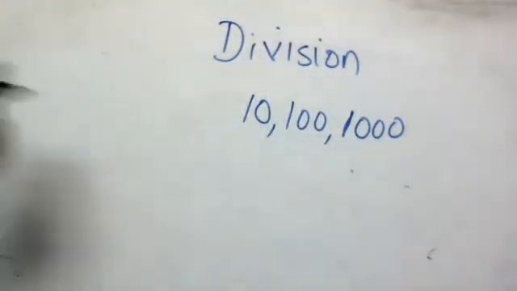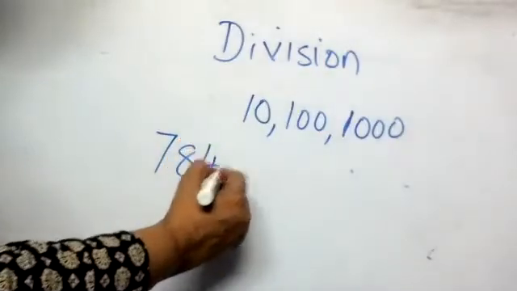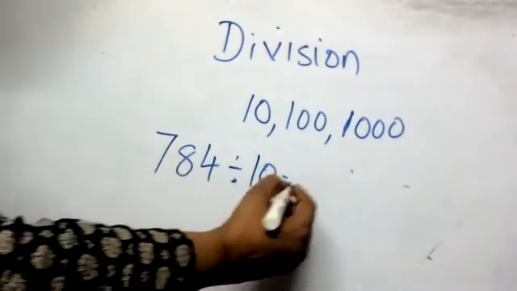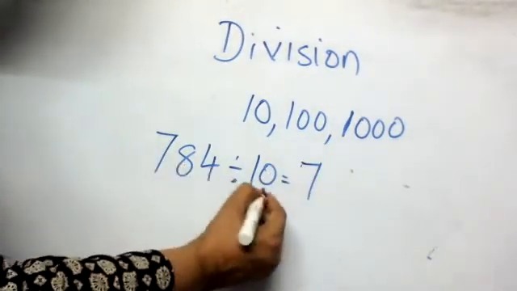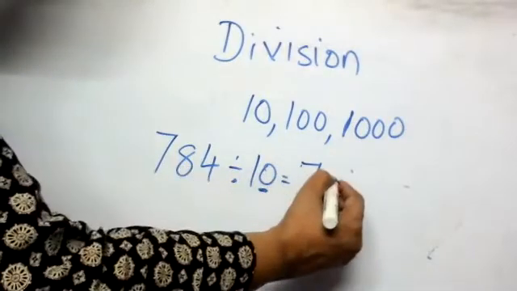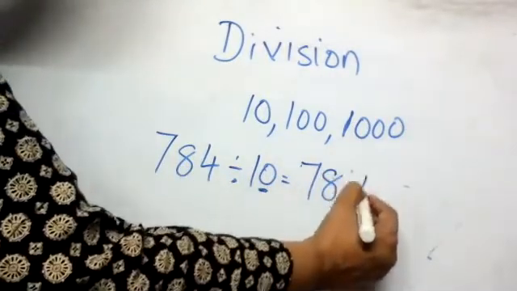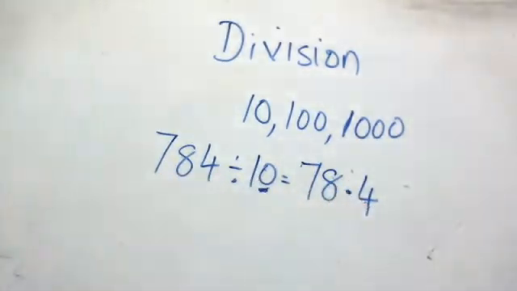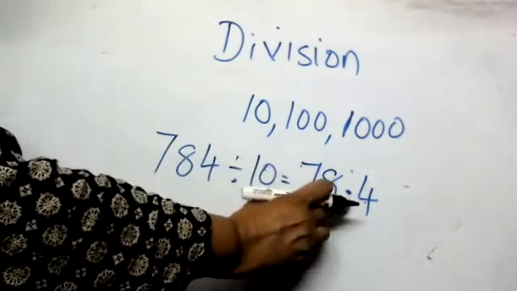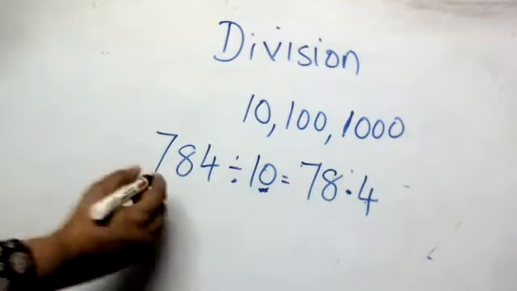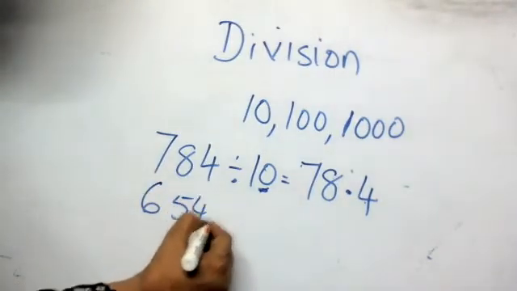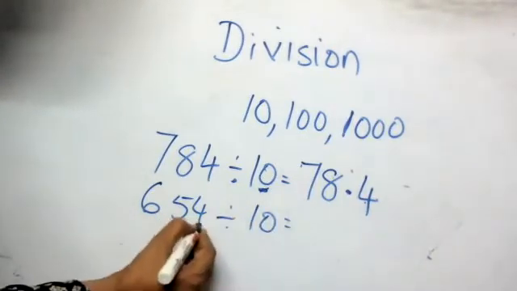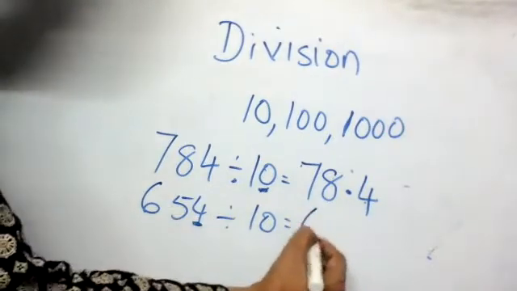If it is 784 divided by 10, it will be the 10th place. 78, 1 0. Decimal place after the 4. So this is the 10th place, so the decimal place is here. Now one more sum. 654 divided by 10. It will be the 10th place. After one place, you have the decimal point.